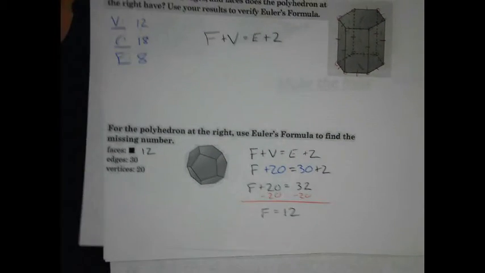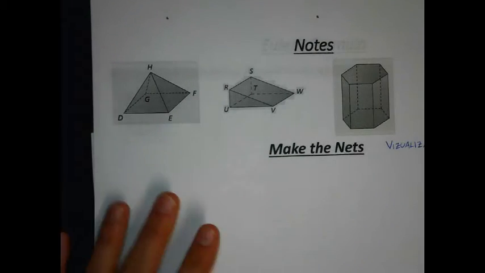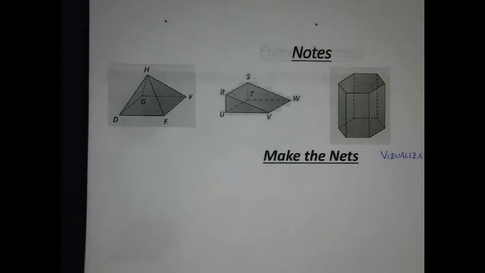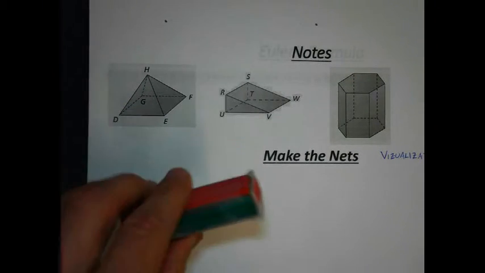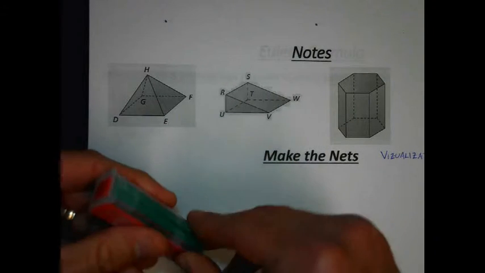Now what we're going to do is take a little bit of a brain stretch. We're going to visualize our three-dimensional shapes, and we're going to make something called nets. Now you may wonder, what is a net? A net is what happens if you unwrap a three-dimensional shape.